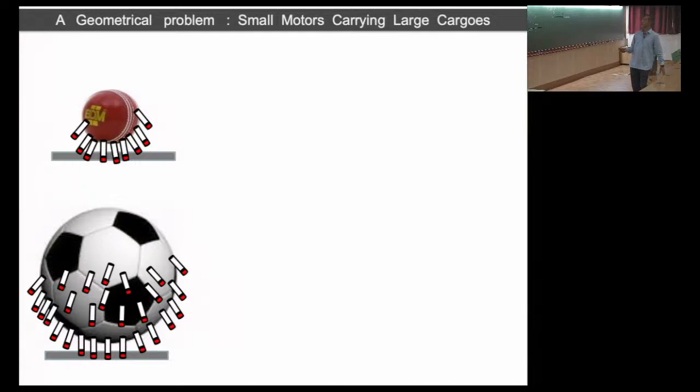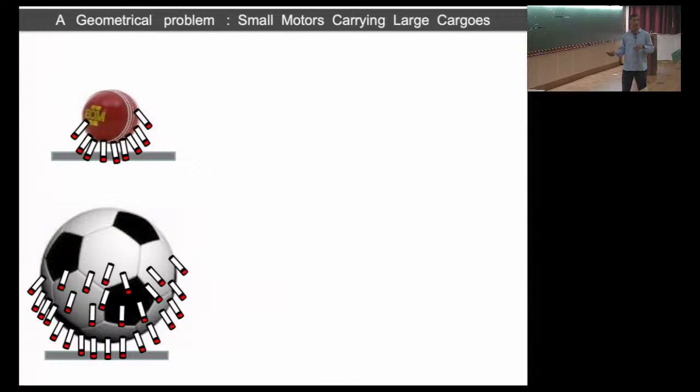So if I take motors which are shown as the cigarettes and put them on a cricket ball, because the motor is roughly the size of the cricket ball, the cargo here, if I have to access this microtubule, I can access it only if I am on the bottom half of this, okay? Otherwise, if I am here, I can't even reach the microtubule. But if I am a football, even if I am on the bottom half, very often I won't be able to access it. So what is the solution here?